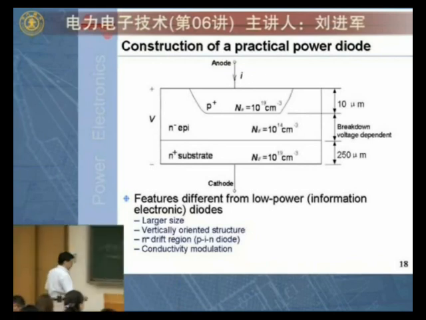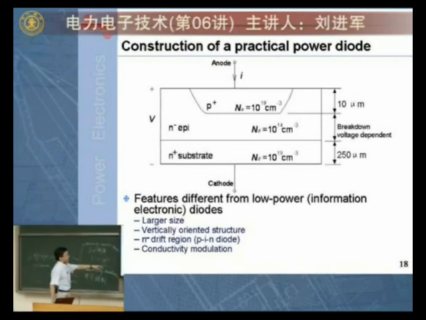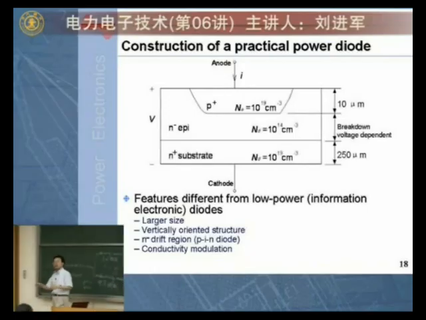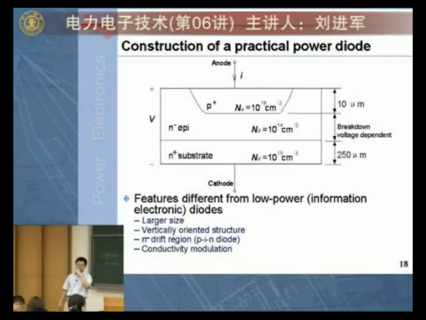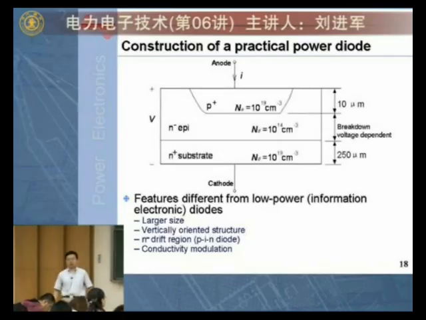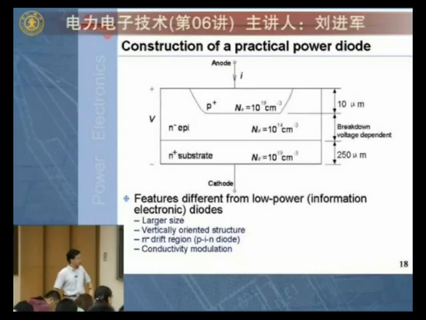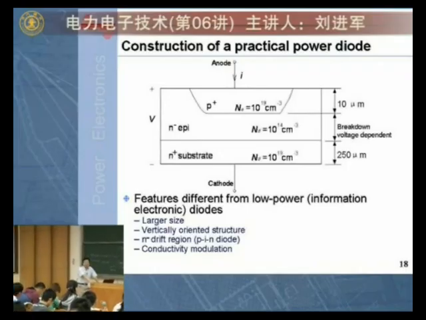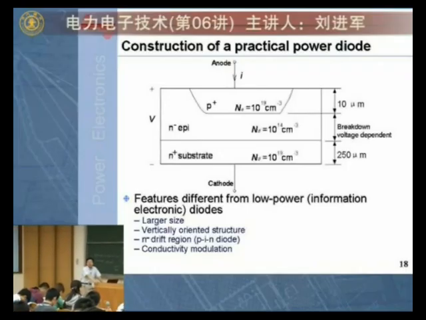Okay? Those are the features that make the power diode so different. That make the power diode have the ability to handle higher voltage and an ability to allow larger current flow through. This is very important. All these features almost always exist for all the power semiconductor devices, not just for the power diode. For many other power semiconductor devices, they all have these similar structures.